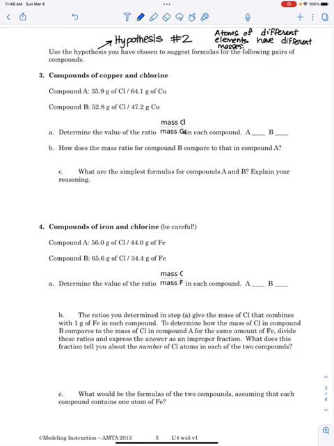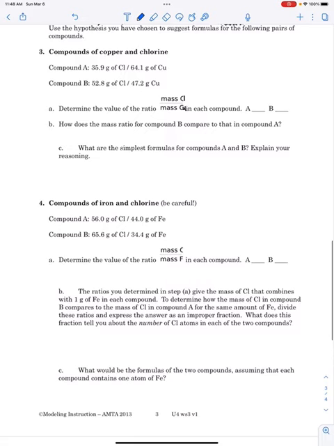So we have compounds of copper and chlorine. We have compound A that has 35.9 grams of Cl for every 64.1 grams of copper. We have compound B, which has 52.8 grams of Cl for every 47.2 grams of copper. Part A says, determine the value of the ratio of the mass of chlorine divided by the mass of copper in each compound. Let's do that.